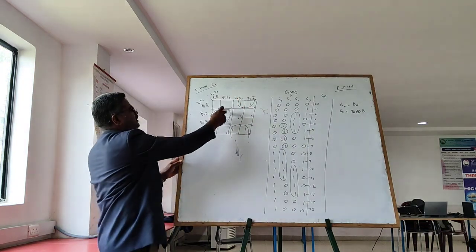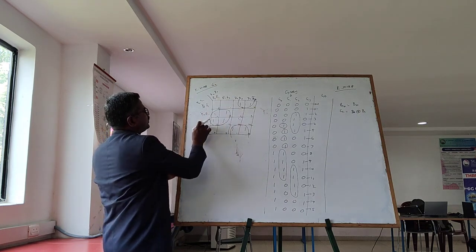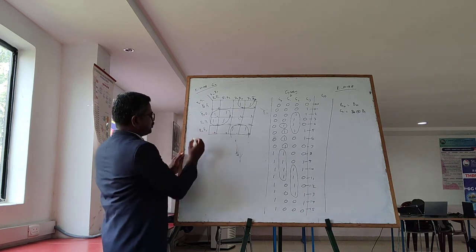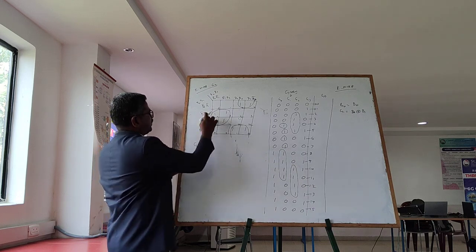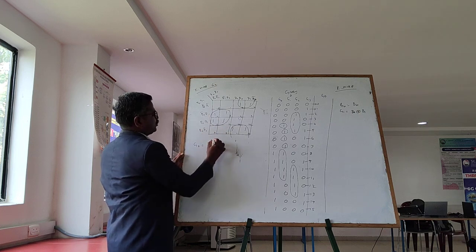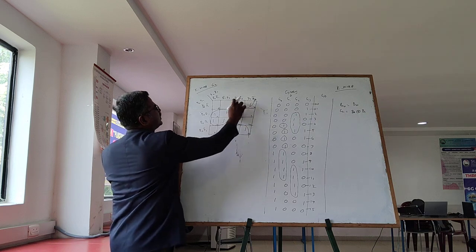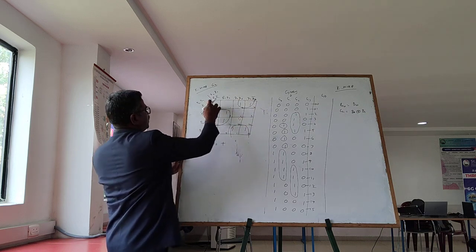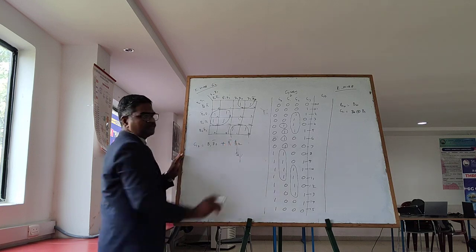Right? So while grouping these two, which is the common term? B2 bar. Which is the common term? B1. So the output of G2 is nothing but B1 is the common term and B2 bar, plus these two. What is the common term? B2, common term B1 bar. So B1 bar, B2. Right?